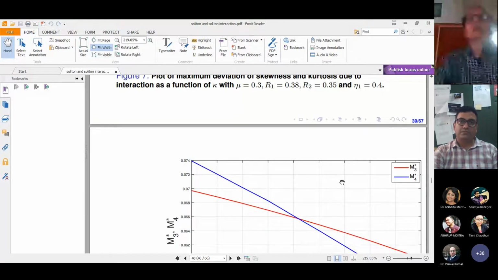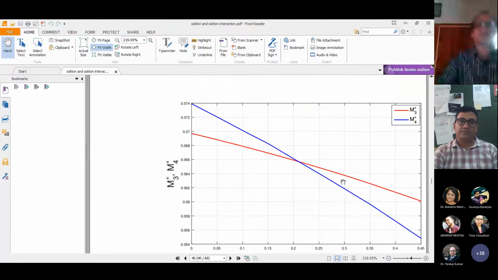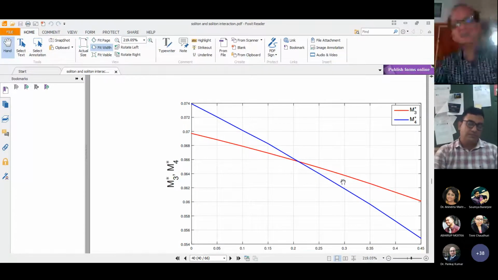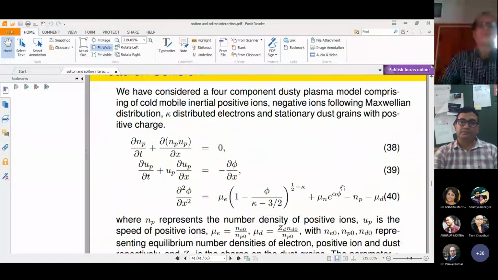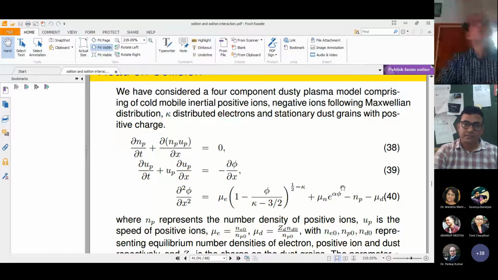In a plasma model, if the solitons are moving in a particular direction, another type of collision may occur in a plasma. These are called head-on collisions. If two or more solitons move in a line toward each other and interact face to face, then we see what will happen.